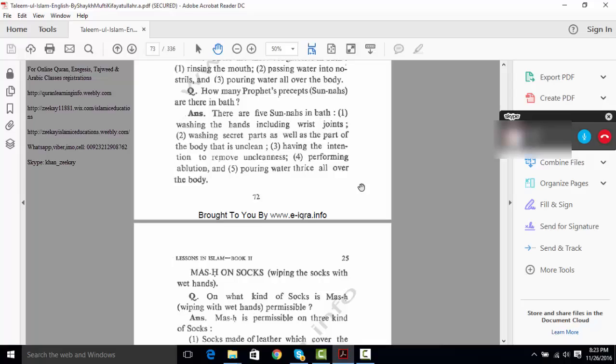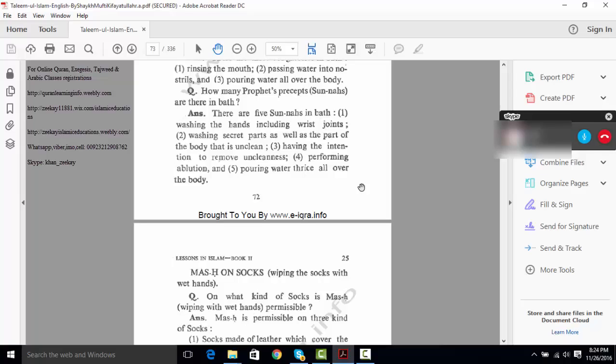Remember that? Remember, Haris? Don't you intend when you are starting your salah that I'm going to pray for Asr, I'm going to pray for Maghrib, I'm going to pray for 4 rakat or 2 rakat? Don't you do it? You should do it before starting your salah, before starting your namaz, because it is a commanded item in salah. But in bath and in wuzu, it is sunnah. Understand?